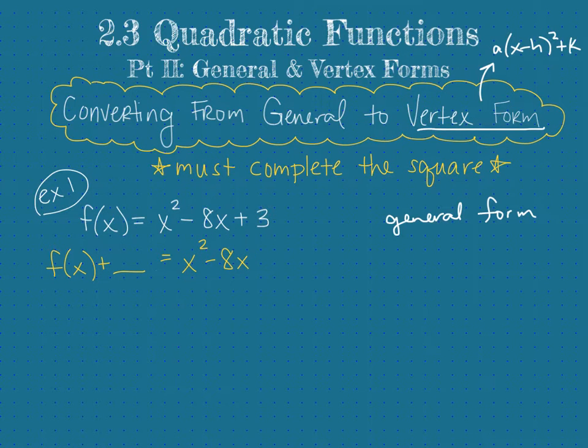We're going to put a plus something right after it here. And then we still, of course, have that plus 3. So I call this step leave space for completing the square.